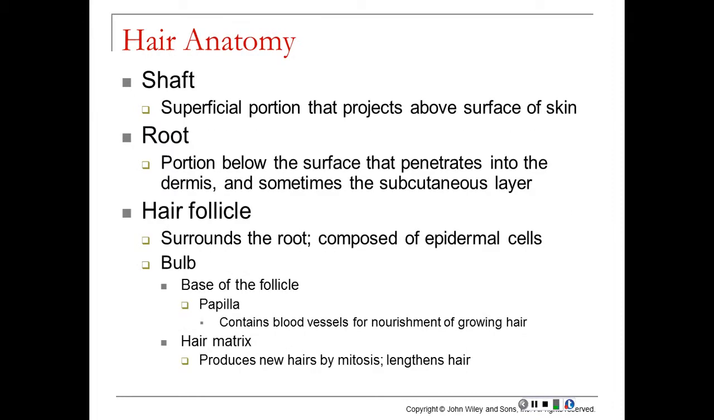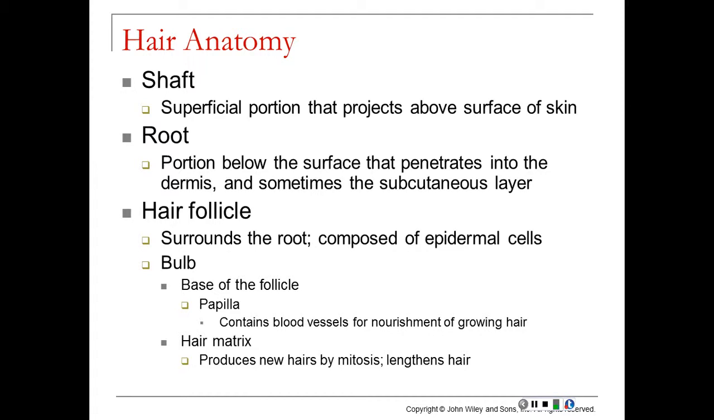The anatomy of the hair: the superficial portion that you see projecting through the skin is called the hair shaft. The root is the portion of the hair that's below the skin surface, and that sometimes goes all the way through the dermis into the subcutaneous layer. The hair follicle itself is the living portion. This is the area that surrounds the root. It's composed of living epidermal cells. It consists of a bulb, which is at the very base of the follicle. This is where blood vessels come in to help nourish the growing hair.